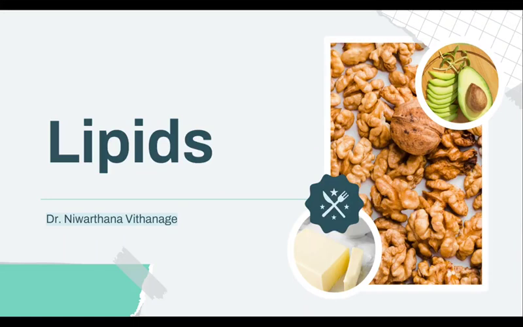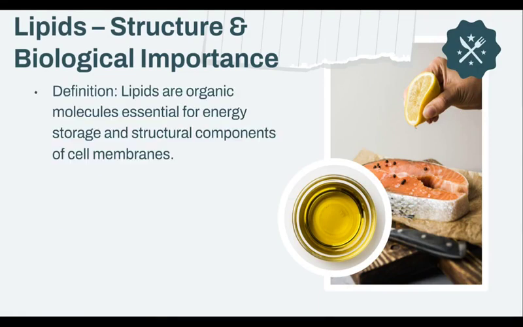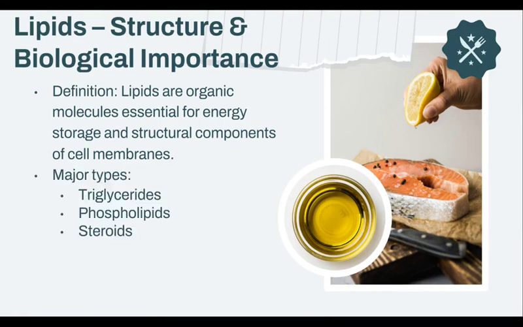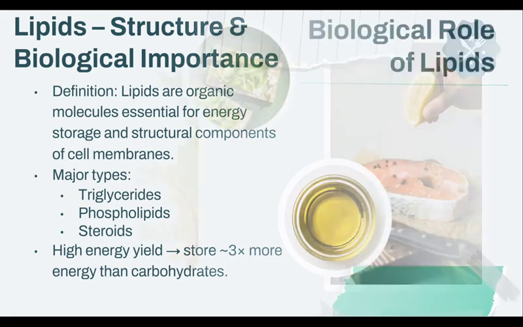Hi, in this session we are going to talk about lipids, their structure and biological importance. First of all, what is a lipid? Lipids are organic molecules which are essential for energy storage and as structural components of the cell membrane. The major types of lipid are triglycerides, phospholipids and steroids. Lipids have a high energy content. They can store 3 times more energy than carbohydrates.